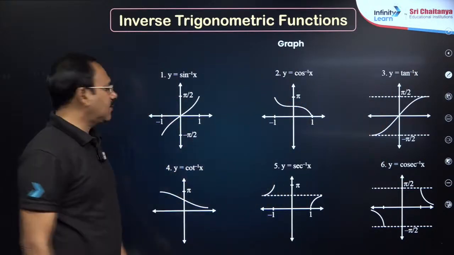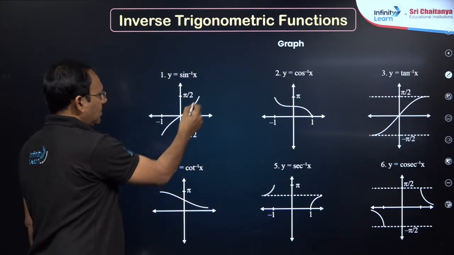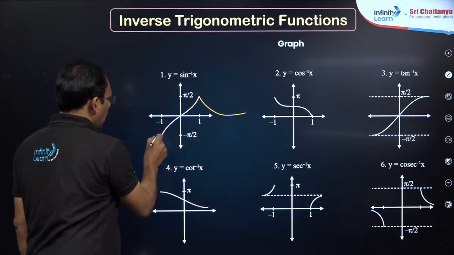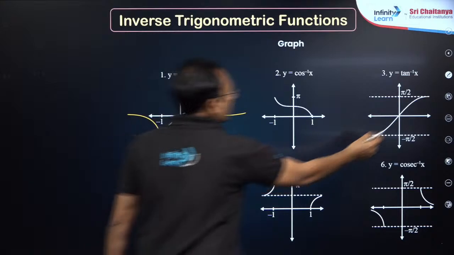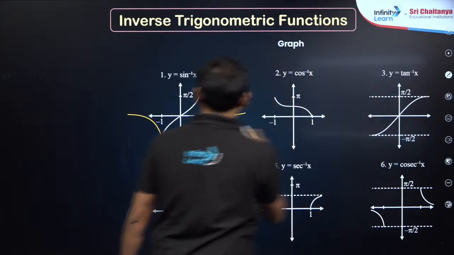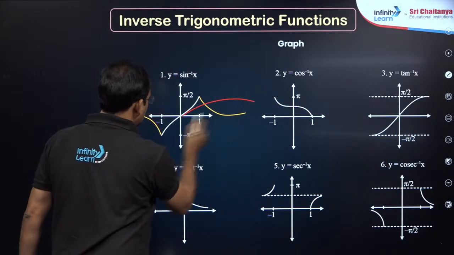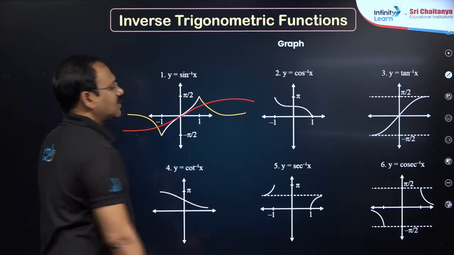Plot -1 to 1. If you draw these two parts, this yellow one is going to be cosecant inverse x. If you want to draw tan inverse x, just below this, this is tan inverse x. That's it.